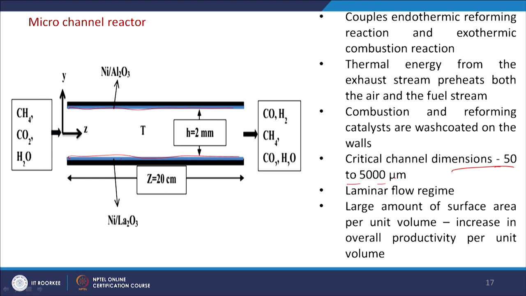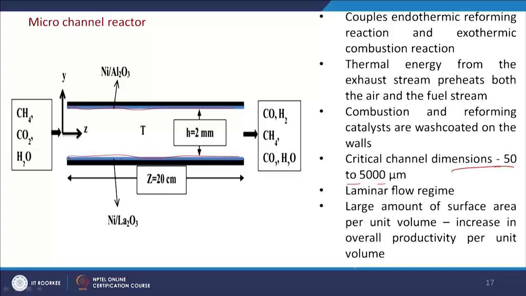Because of the reduction of this tube size, the performance increases because of the reduction in different mass and heat transfer losses. And here also it is laminar flow regime, and large amount of surface area per unit volume increases the overall productivity per unit volume. So, you can get more productivity per unit volume in this reactor. And then another development is monolithic reactor.